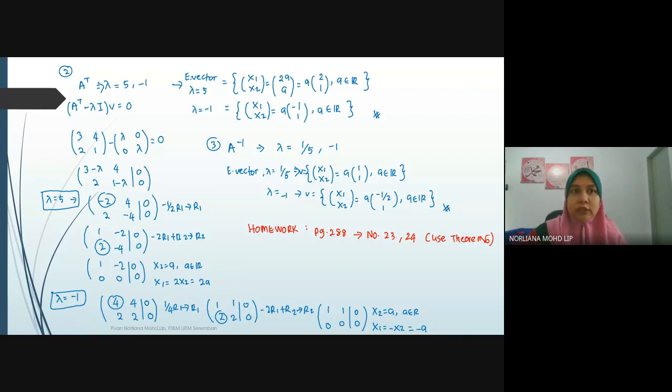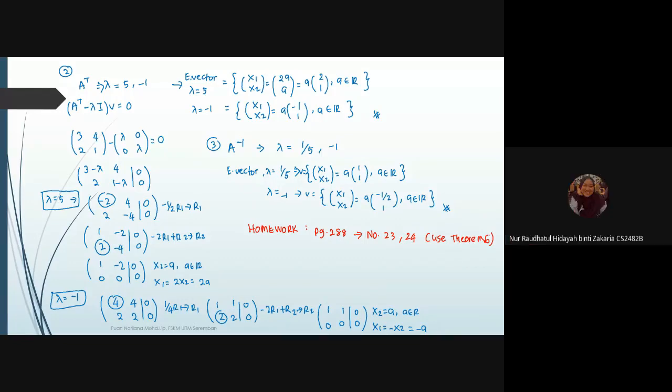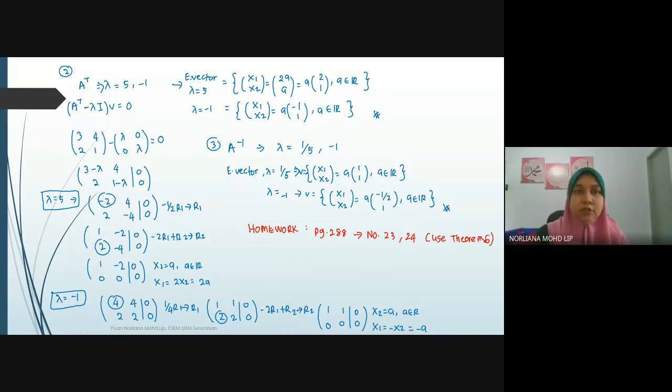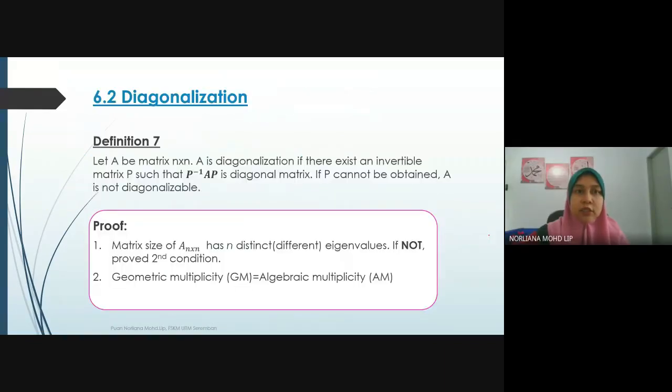Past year tutorial, yang soalan tutorial tak ada lah. Tak pernah keluar yang ni lagi. So boleh buat sendiri untuk ni. Okay, ada apa soalan tak? Theorem 6. Tak ada. Semua boleh faham? Faham. Okay, bagus.